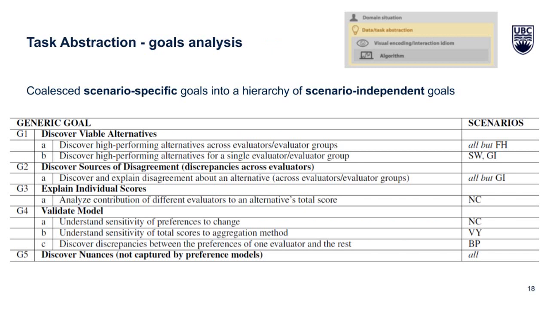The process of obtaining visualization task abstractions for GDM begins by coalescing the goals from the GDM scenarios into a hierarchy of domain-independent goals. The first 3 goals, discover viable alternatives, discover sources of disagreement, and explain individual scores, pertain to understanding evaluator preferences. The fourth, validate model, focuses on determining whether adjustments need to be made to the alternatives. Finally, there may be other nuances of the problem that are not captured by the preference models. This will be an interesting area to examine in its own right as visualization guidelines for preference inspection become better established, and so we leave it for future work.